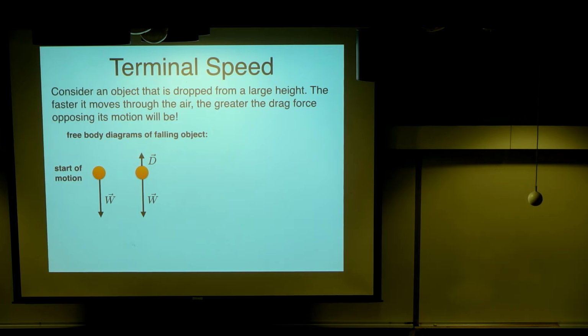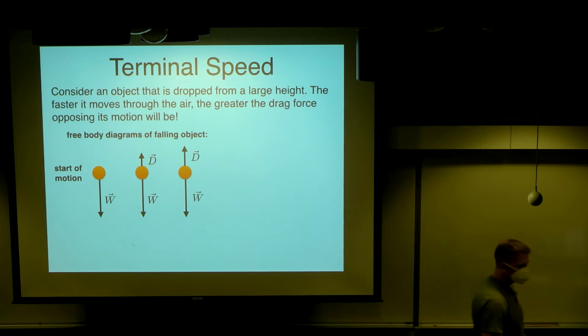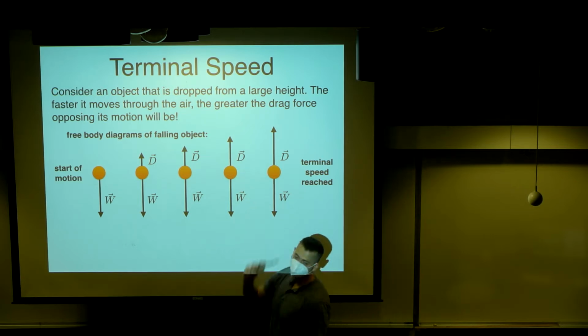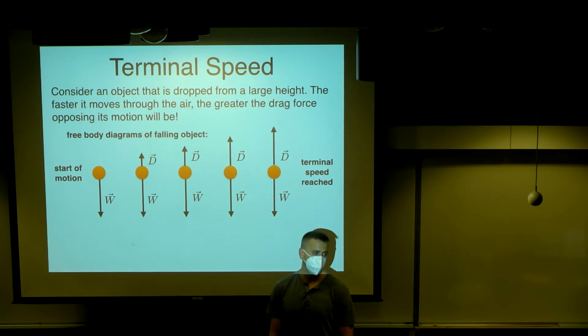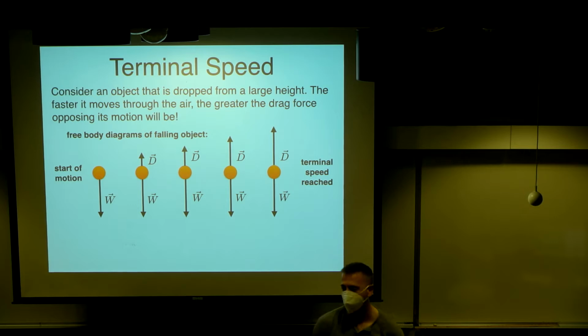And then, as this object continues to fall and speed up, the drag force increases, right? And speeds up some more, the drag force increases some more. Okay, at a certain point, the drag force will have increased so much that it's now equal to your weight, okay? So now your forces are balanced out. Okay, if you move fast enough through the air, the drag force will be equal to the weight in terms of how large that force is.